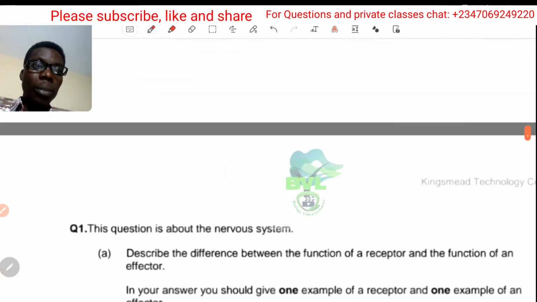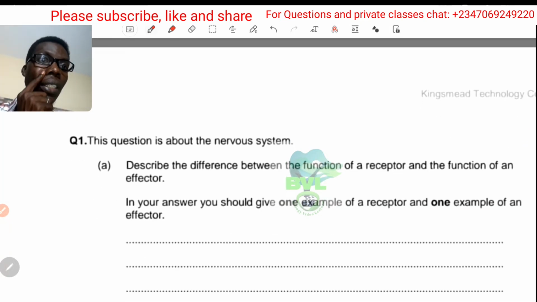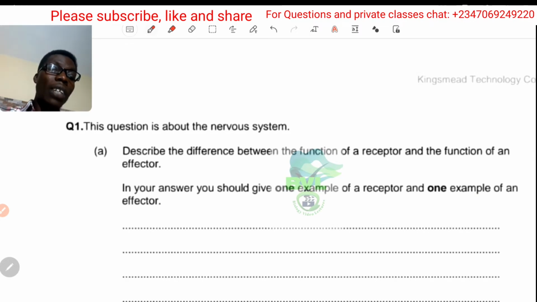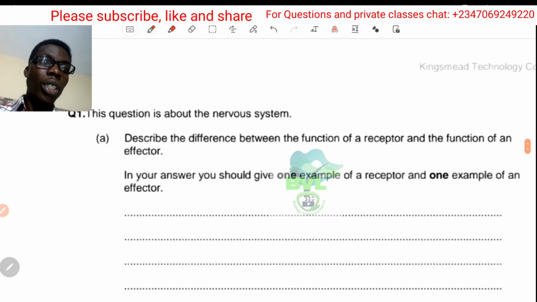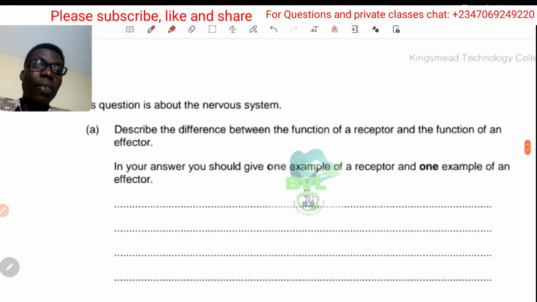All right. It says here, describe the difference between the function of a receptor and the function of an effector. Okay. In your answer, you should give one example of a receptor and one example of an effector.